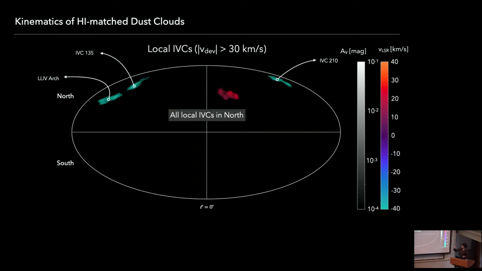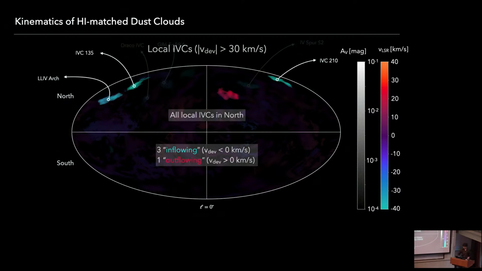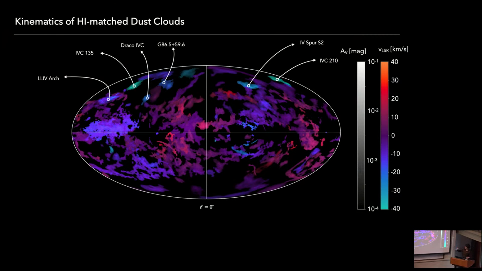First, all of our local IVCs that we find are located in the northern hemisphere. Think back to that very first slide, the all-sky IVC map. The second thing is that the majority of our sample, by a small margin, but the majority, are inflowing, with only one cloud being outflowing. So these all-sky asymmetries, the north-south and inflow-outflow in the IVC sky, are very much present in our own solar neighborhood. And then I'll additionally now show this set of literature IVCs that people have historically studied as IVCs.